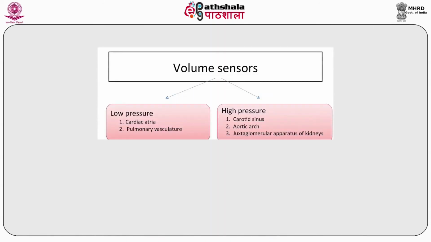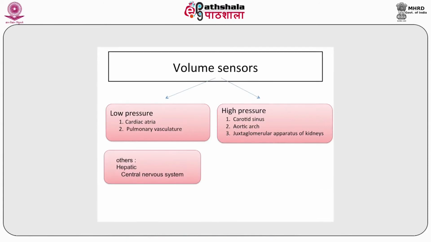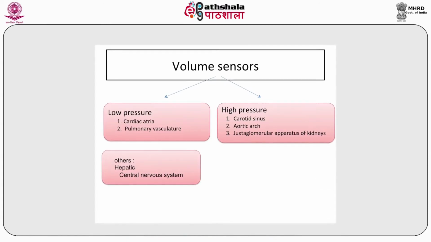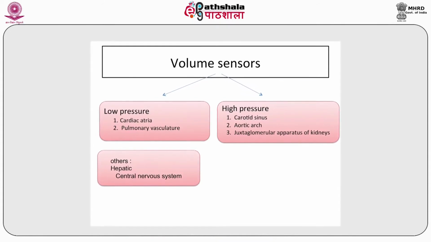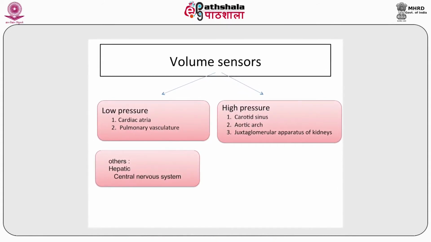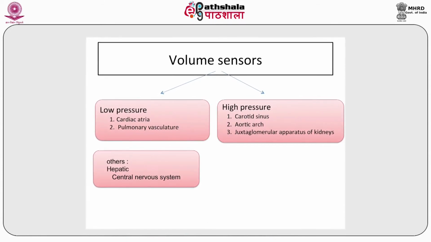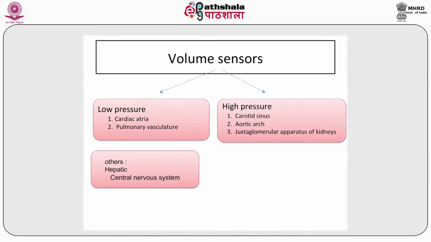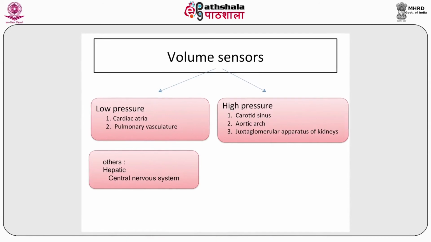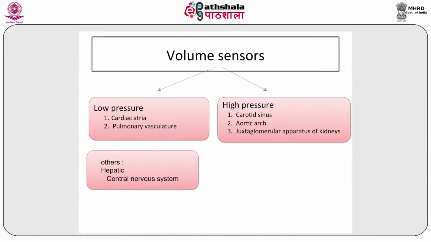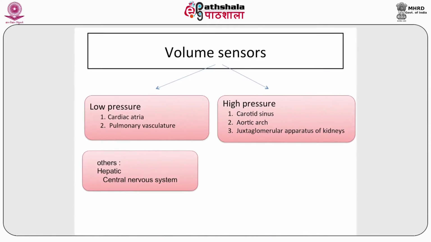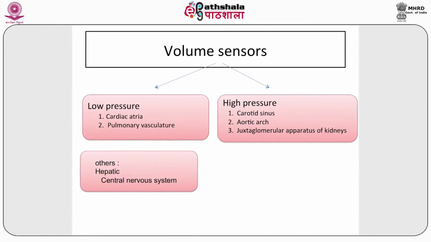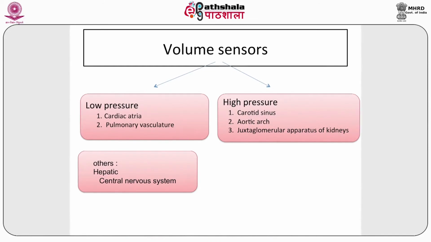Volume receptors are, like I have said, of two types. Low pressure receptors are present in low pressure areas like the atria and pulmonary vasculature, and the response is to a change in the effective circulatory volume. The high pressure volume receptors are present in high pressure areas, like the carotid sinus, aortic sinus and juxtaglomerular apparatus in the kidney, and they basically respond to a change in the effective circulatory volume.